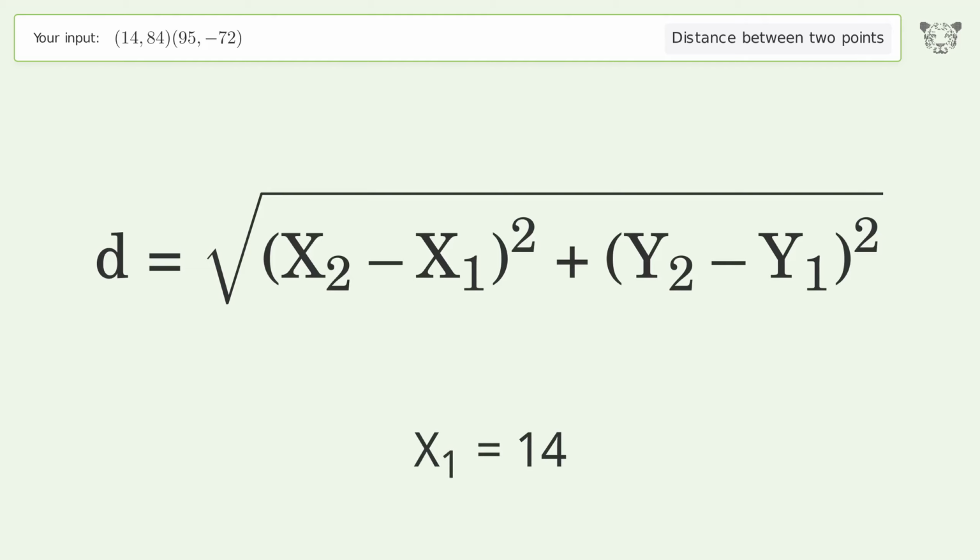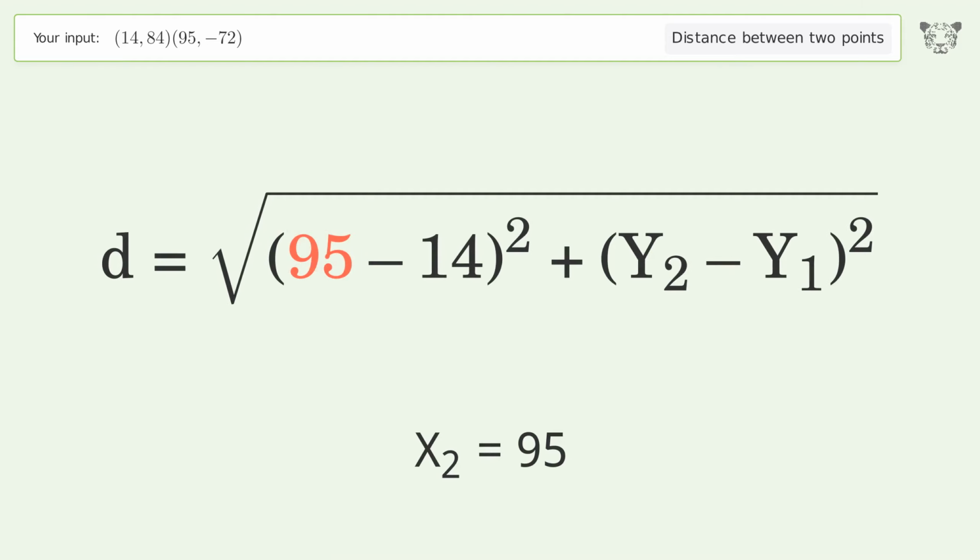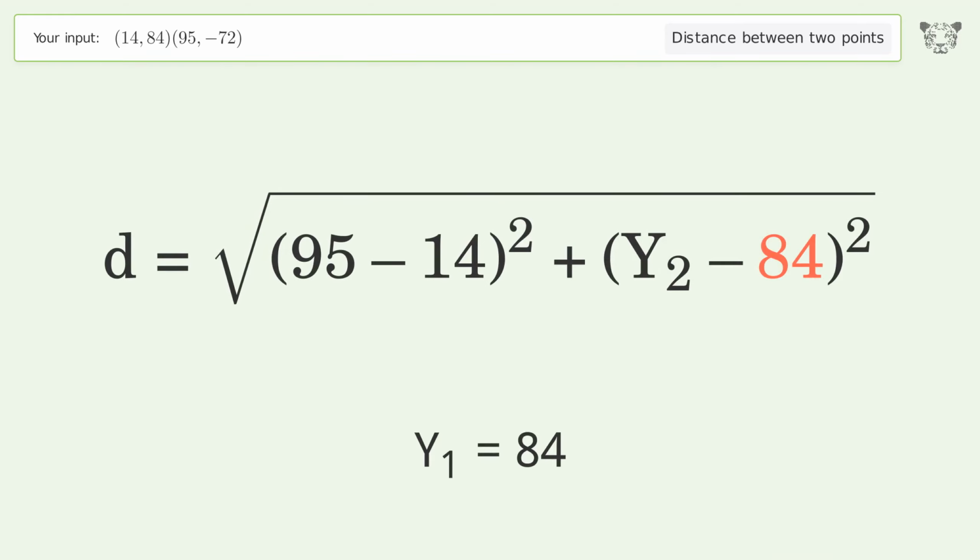x1 equals 14. x2 equals 95. y1 equals 84. y2 equals negative 72.